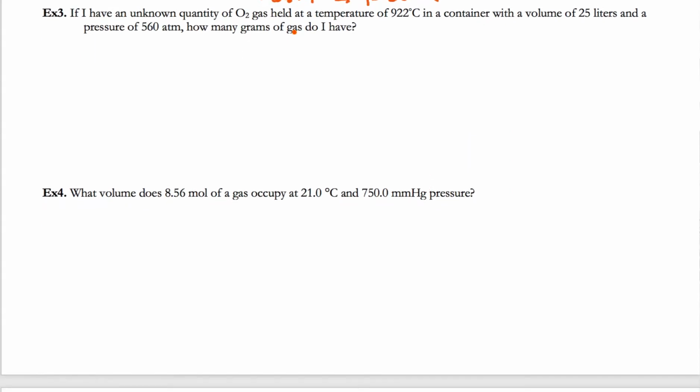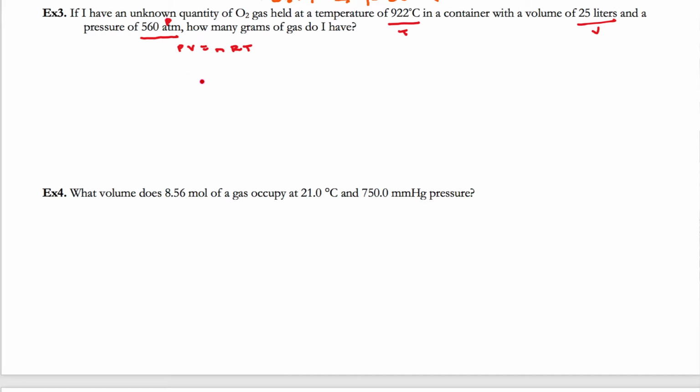All right, let's look at the next practice problem. If I have an unknown quantity of oxygen gas held at a temperature of 922 degrees Celsius in a container with a volume of 25 liters and a pressure of 560 atmospheres, how many grams of gas do I have? All right, let's write out my ideal gas law again. Keep in mind here, this is my temperature, this is my volume, this is my pressure. So right now, even though the question doesn't state it, I'm going to be solving for moles first. Once I know my number of moles, then I can figure out the grams of gas that I have.